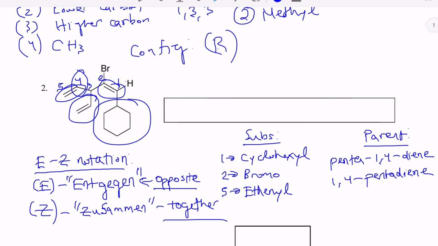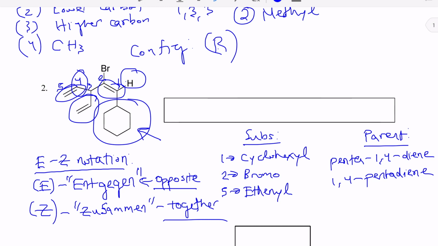So let's start off with the right side. Our two substituents are the hydrogen atom and the cyclohexyl group, these two. What this tells us is that we need to see which one of these two has a higher priority as per the CIP rules. According to the CIP rules, the cyclohexyl group would have a higher priority, right?